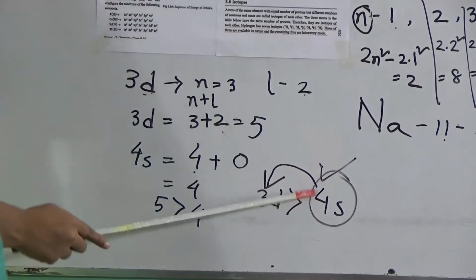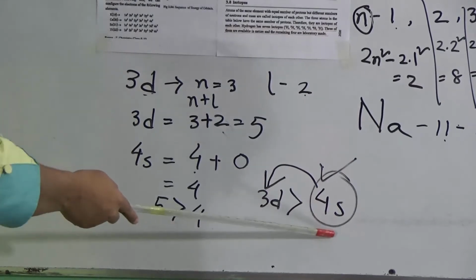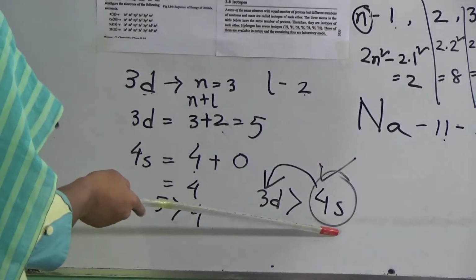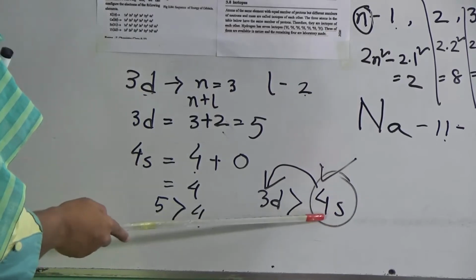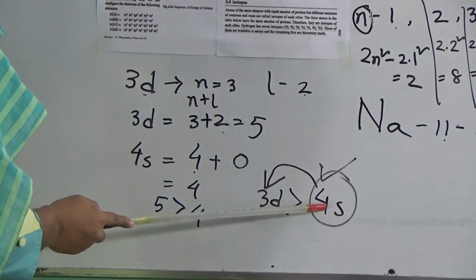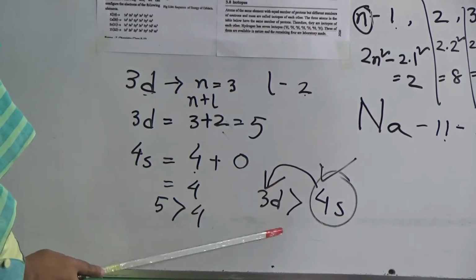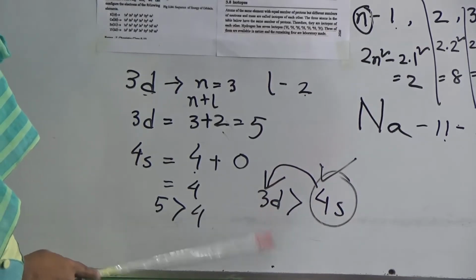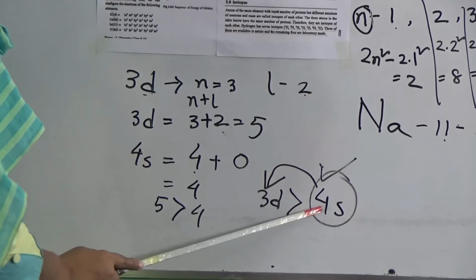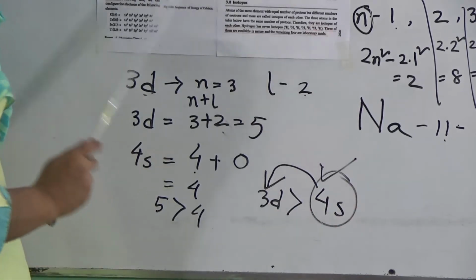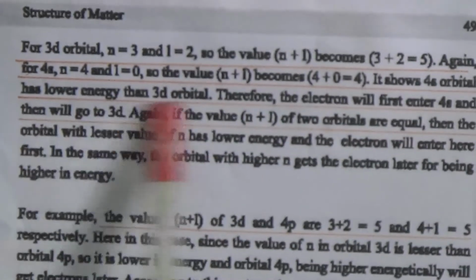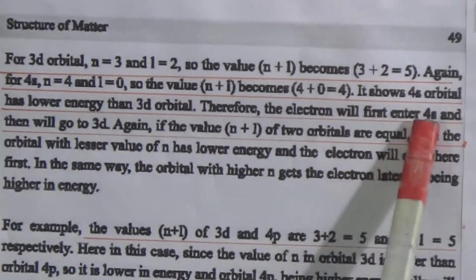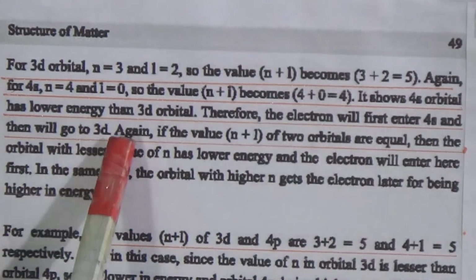That means after 3s and 3p, electrons enter 4s first, then they enter 3d, because the value of n plus l of 3d is greater than that of 4s. Therefore the electron will first enter 4s, then it will go to 3d.